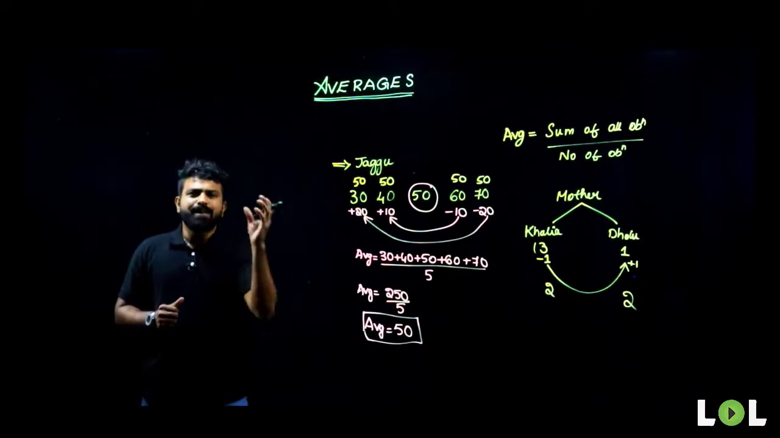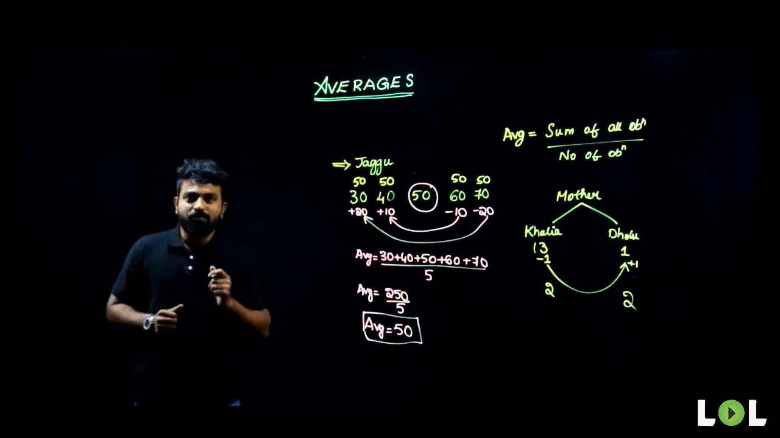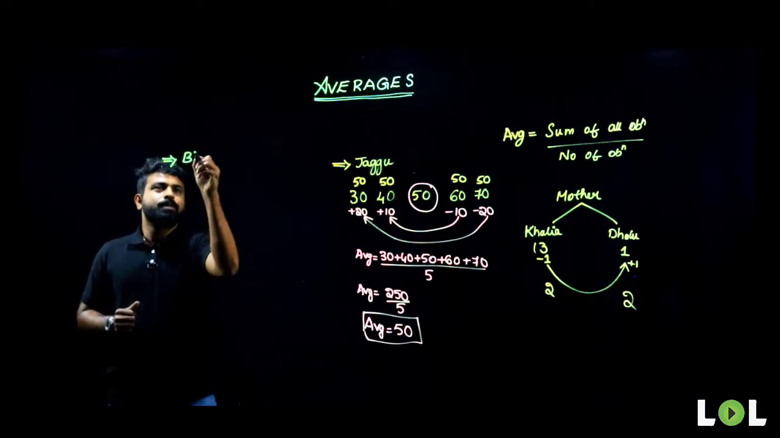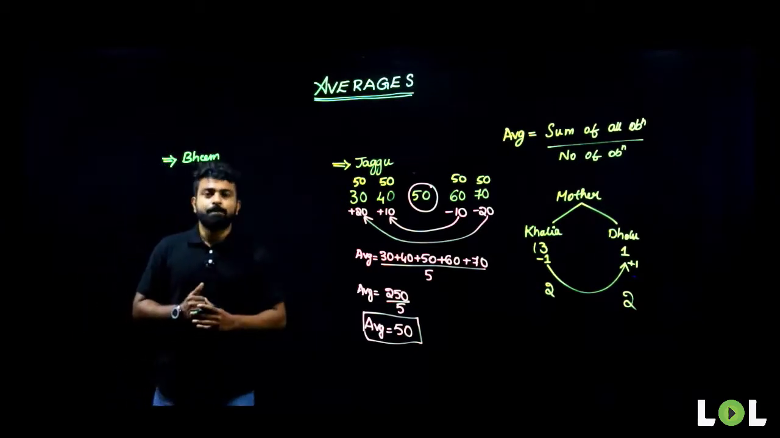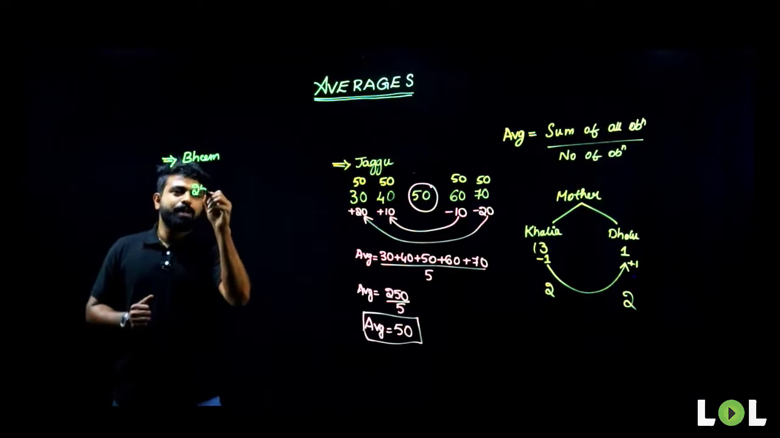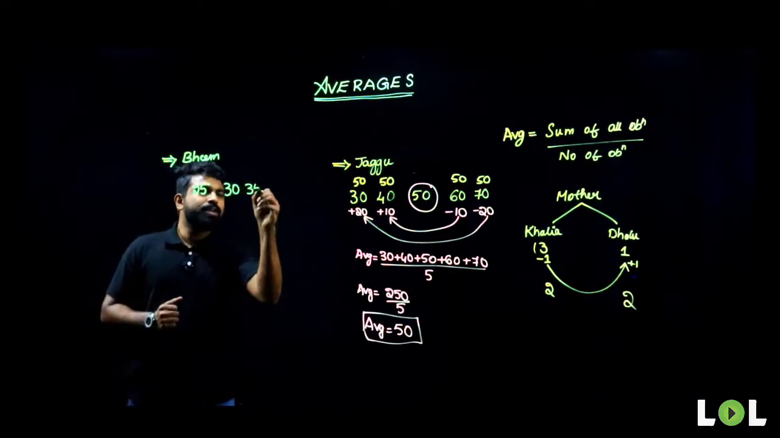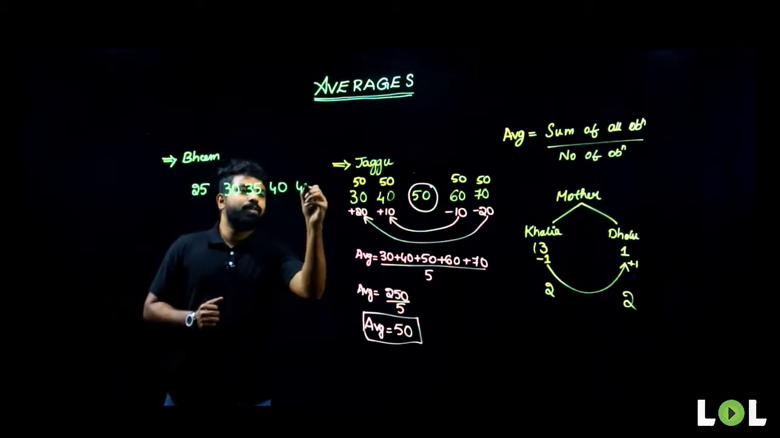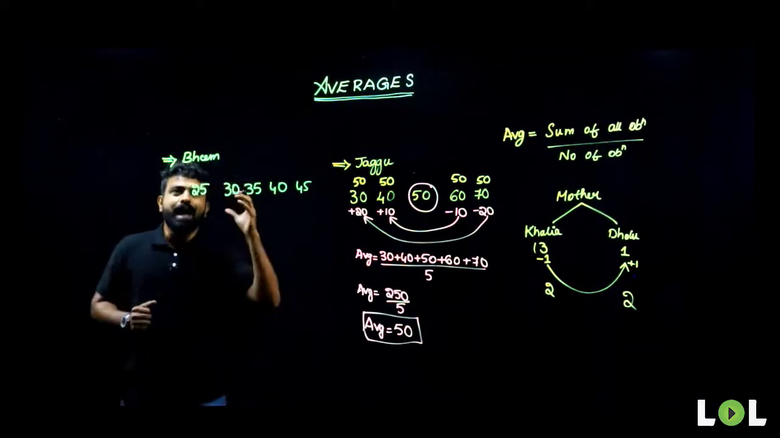Now, let us take up another example. You people help me with this. Now, I'll tell you, there's another friend of mine and his name is Beam. This time, Beam is a cricketer. And what does Beam do? He scores 25 runs in the first match, 30 runs in the second match, 35 runs in the third match. Similarly, 40 and 45 runs in last two matches. Now, if I ask you, what is the average of Beam?